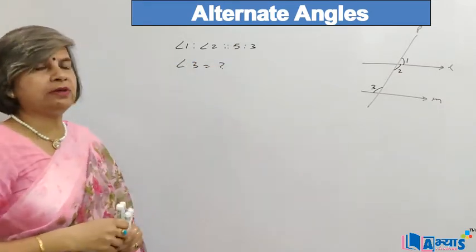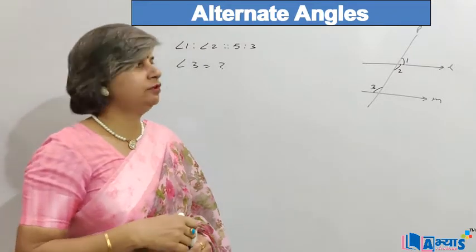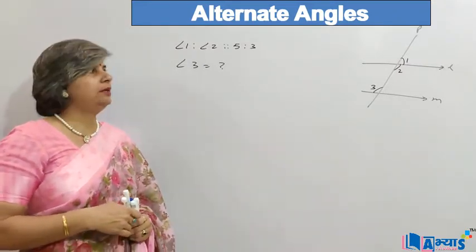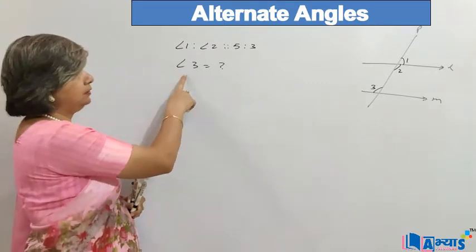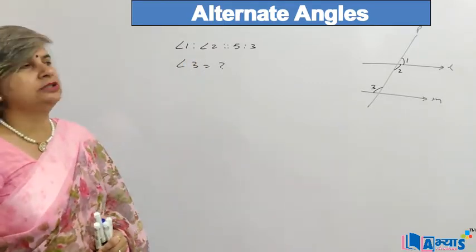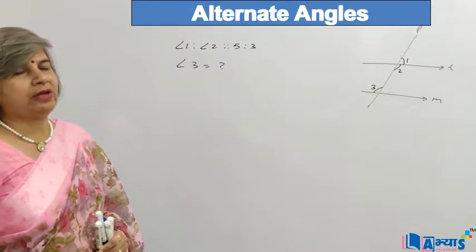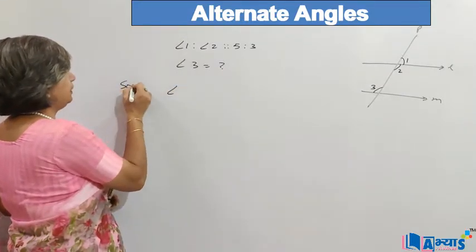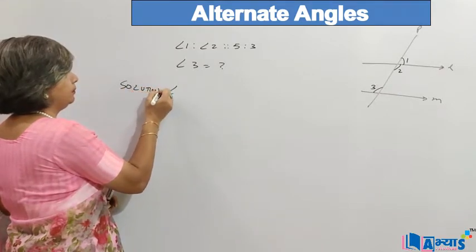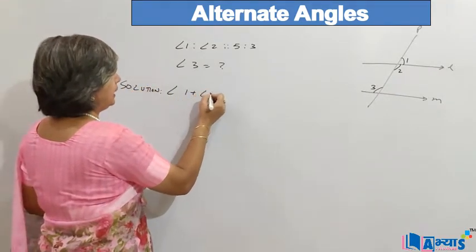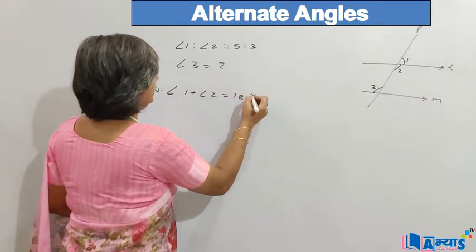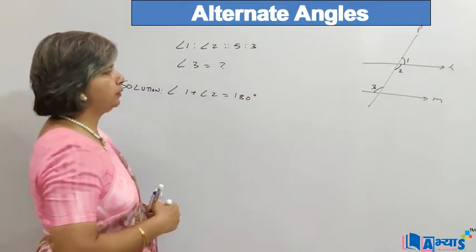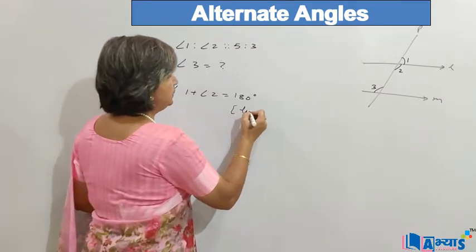That means we are given two straight lines L and M which are parallel to each other, and P is the transversal which is cutting them, and we are supposed to find angle 3 when we are given a relation that 1 is to 2 as 5 is to 3. Now the solution will be that angle 1 plus angle 2 is equal to 180 degrees because they are linear pairs.